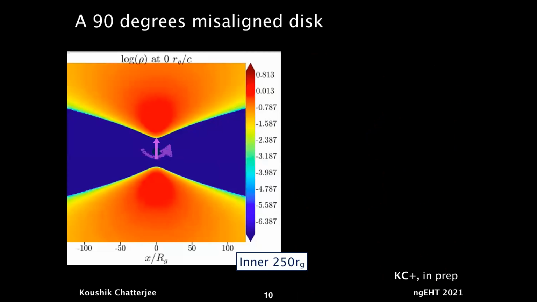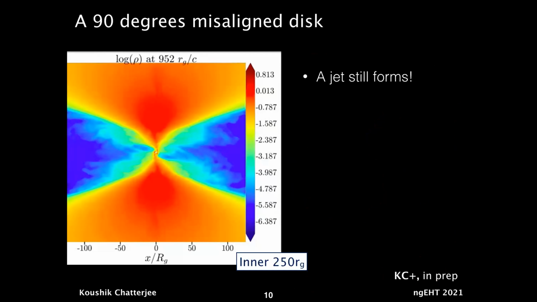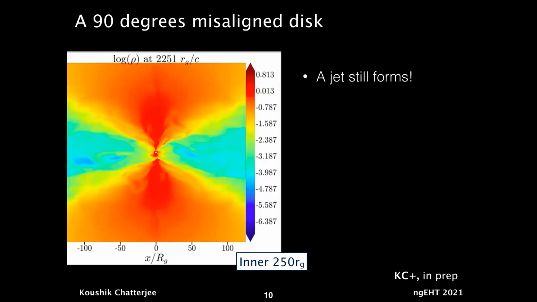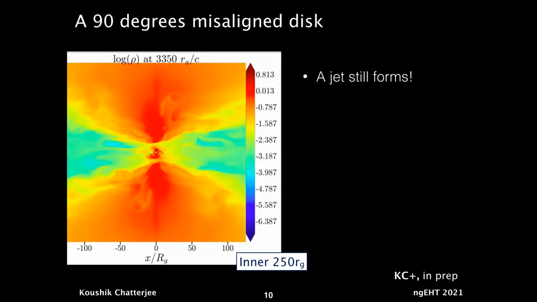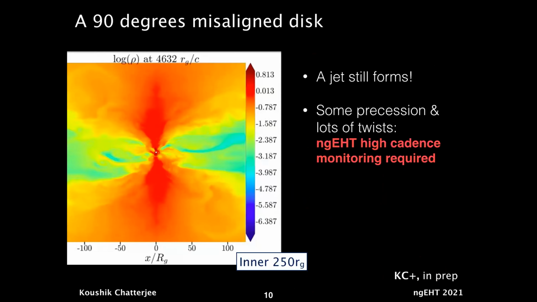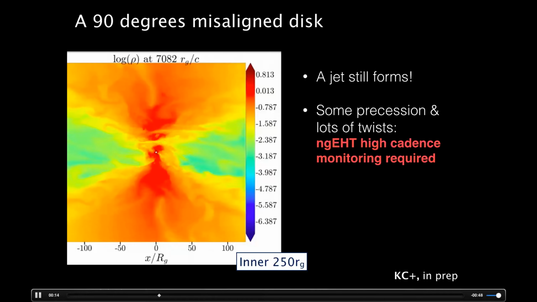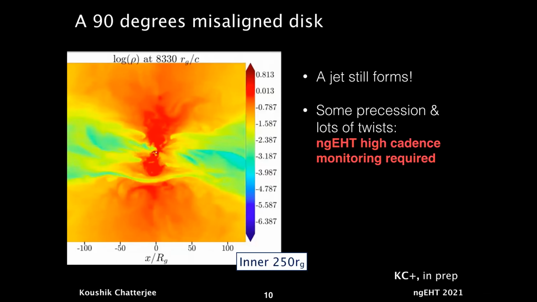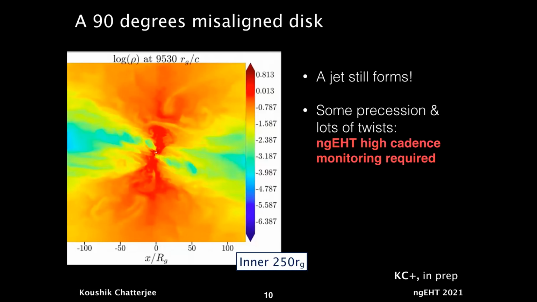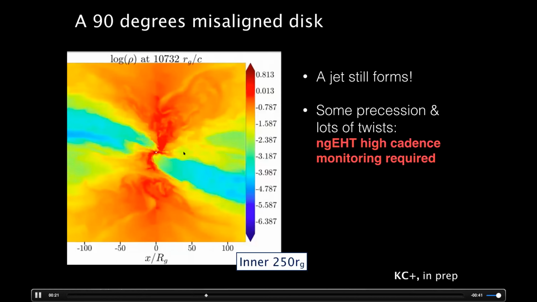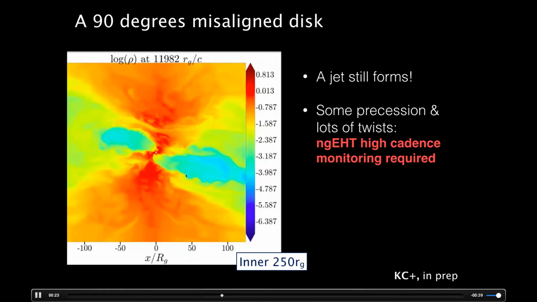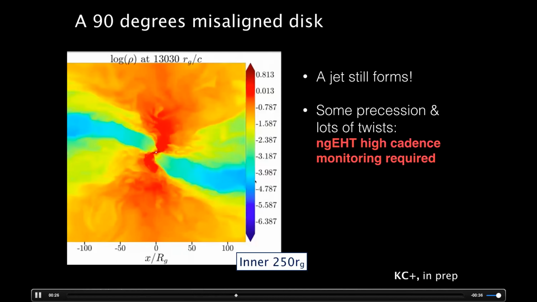One last simulation. This is a 90 degree misaligned disk, so kind of like the extreme case that you can look into. And in this case as well, what you will eventually see is that the jet forms, and there will be some amount of precession, and there will be a lot of twisting motion. And this could be something that the ngEHT could additionally look into, to do high cadence monitoring, which could be required to actually look into intermittent jets coming from this sort of setup.